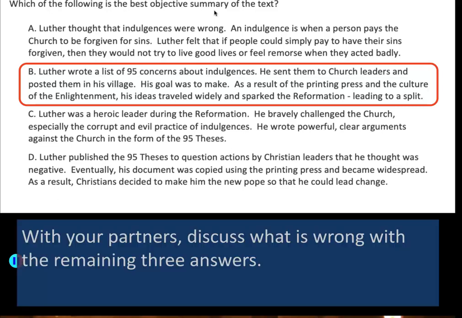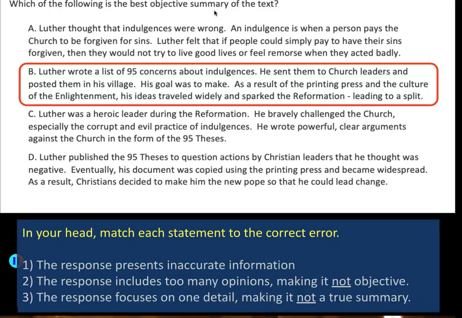Next, to make you think a little deeper, consider what makes the other answer choices wrong. Pause the video and come up with some justification. In your head, match each of these error descriptions to the wrong answer choice you think it goes with. Pause the video now.